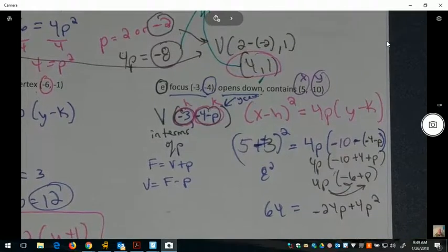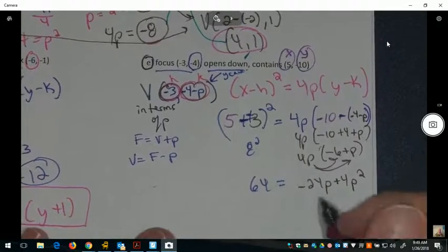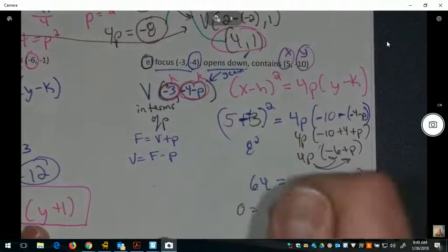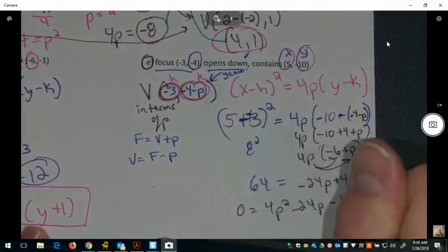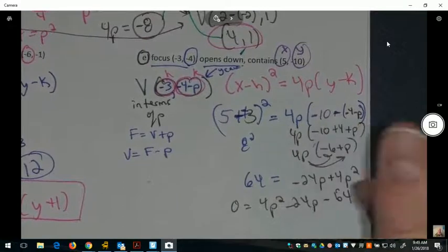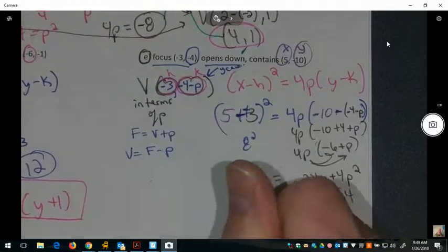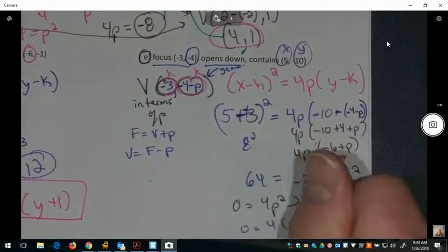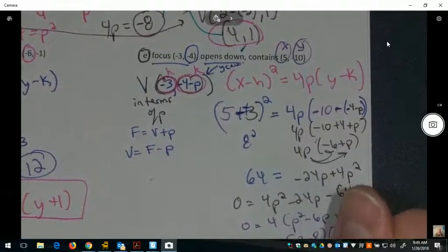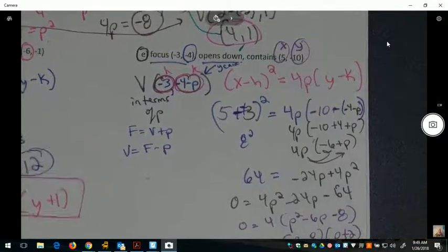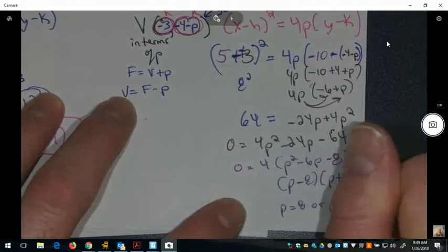So I now have a quadratic that's going to help me solve for the possible values of p. So I'm going to do 0 equals, I'll put it in standard form, 4p squared minus 24p minus 64. I'm going to take out the greatest common factor of 4 to make it easier to factor. Minus 6p minus 8. So we've got (p minus 8)(p plus 2), which means that p is either 8 or p is -2.